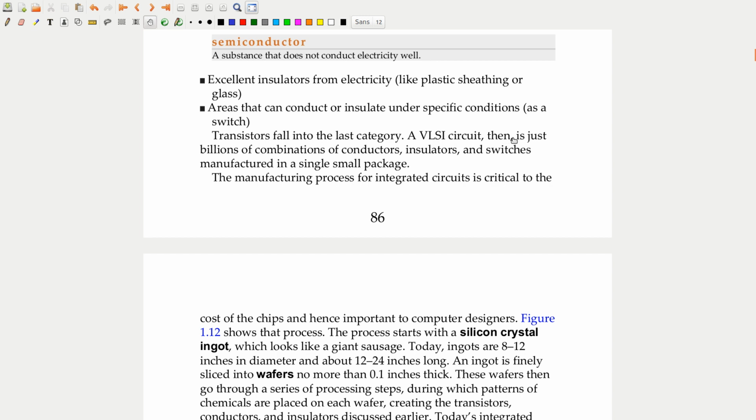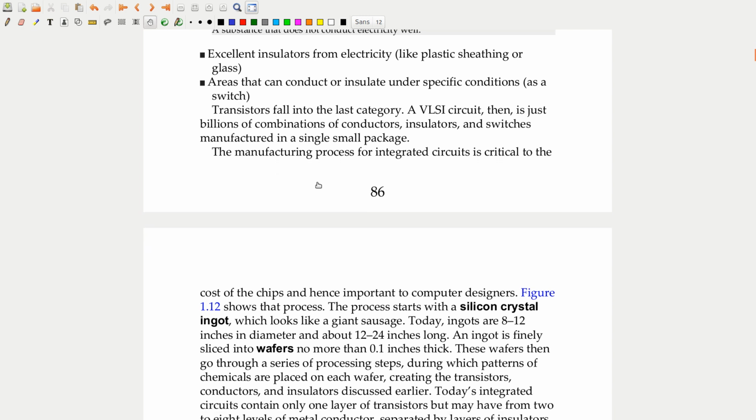So a VLSI circuit then is just billions of combinations of conductors, insulators, and switches. So basically the only thing that we're saying right here is that we can make all these complicated circuits with just a bunch of switches.